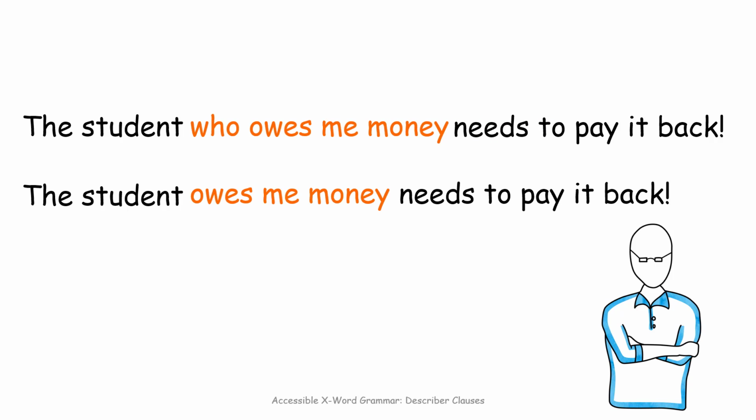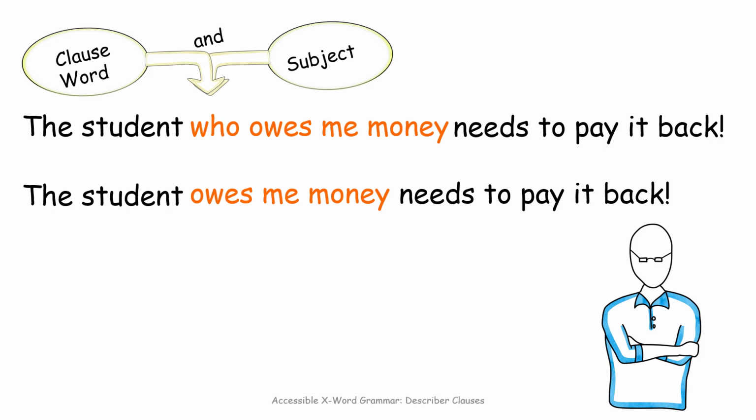The student who owes me money needs to pay it back. The second sentence is wrong. The student owes me money needs to pay it back. In this sentence, the clause word who can't be omitted because it is also doing the subject's job.